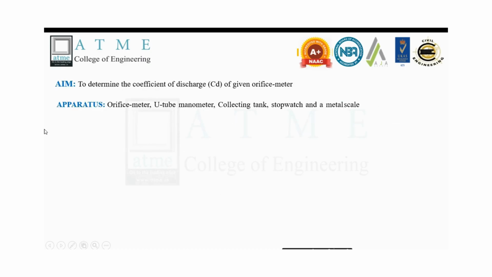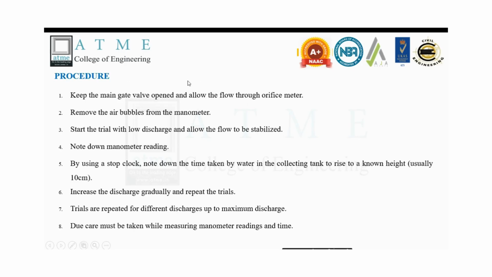The main aim of the experiment is to determine the coefficient of discharge of a given Orificemeter. Apparatus are Orificemeter, U-tube manometer, collecting tank, stopwatch and a metal scale. The procedure to conduct the Orificemeter experiment in a laboratory is, firstly, keep the main gate valve open and allow the water to flow through the Orificemeter. Initially you have to check the U-tube manometer and remove the air bubbles.